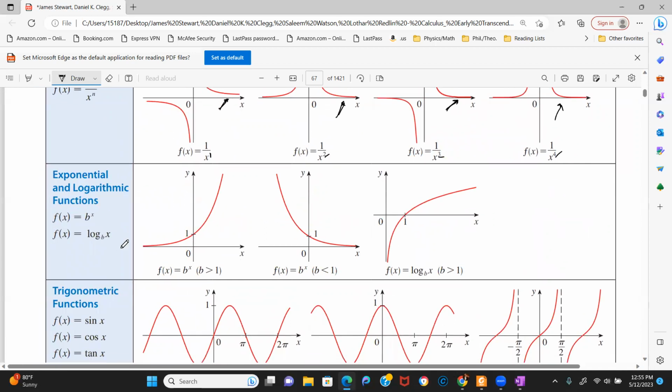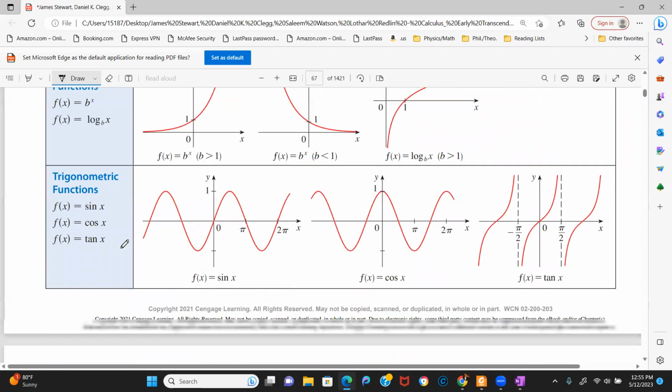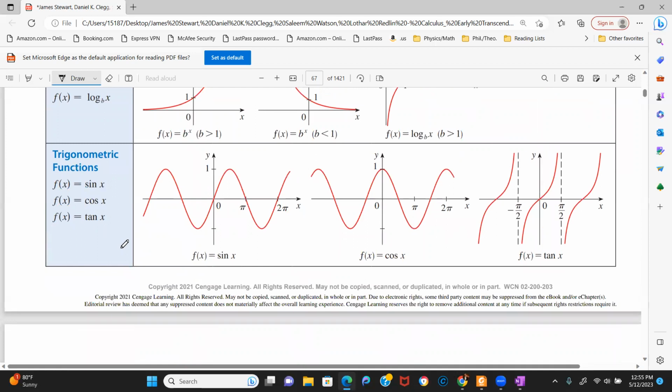Here the graph of the log and the exponential. We're going to see those later. And then here the graph of the trig. And that's all we have for today.